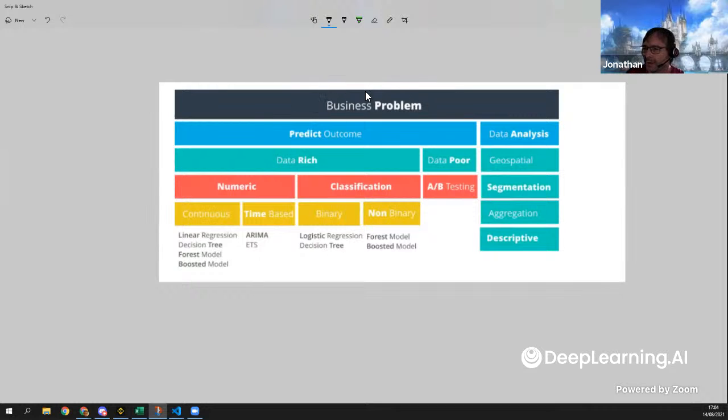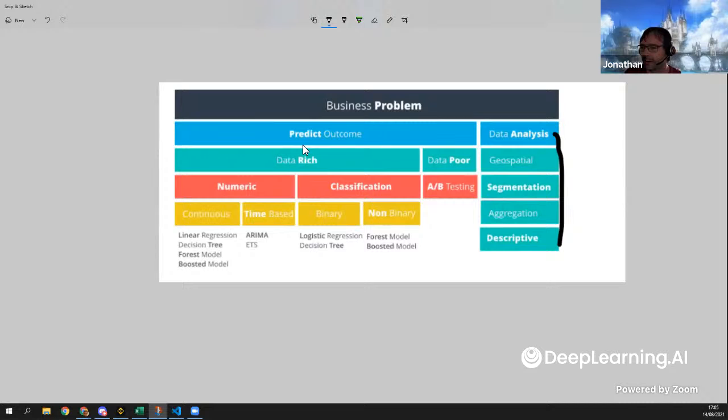So the business problem is at the top because we need to understand what our problem is, what we are trying to achieve, what our goal is for any analysis or any predictive outcome. If we're looking at only pure data analysis, we can come down this side. Then we look at whether it is geospatial, segmentation, aggregation, or just descriptive. So we can just do our data analysis if that's all we need to do and share that feedback.